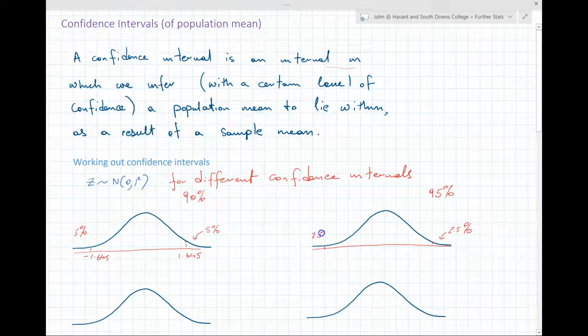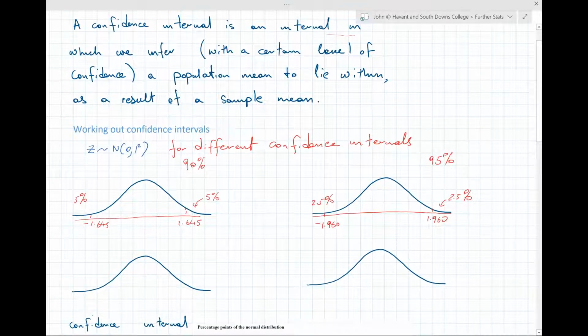And that number is 1.960 or minus 1.960. You won't be expected to remember these. There's a couple of ways to get them, which I'll explain in a moment. If we want to be 98% certain, for example, that's 1% either side.